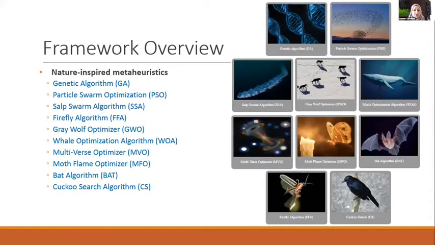The implementation of 10 optimizers is currently available as a separate file for each optimizer. The optimizers that are available at the time of writing this paper are genetic algorithm, particle swarm optimization, salp swarm algorithm, firefly algorithm, grey wolf optimizer, whale optimization algorithm, multiverse optimizer, moth flame optimizer, bat algorithm, and cuckoo search algorithm.